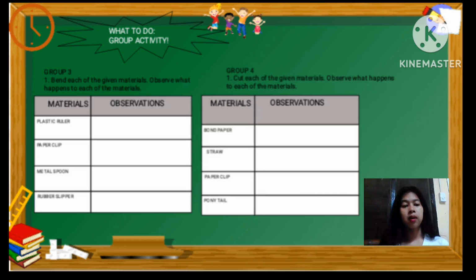Sa group 3 naman is bend each of the given materials. Observe what happened to each of the materials. Ang materials naman po na kanilang gagamitin ay plastic ruler, paper clip, metal spoon, rubber slipper. At sa group 4 naman, ang gagamitin nyo ay bond paper, straw, paper clip, and ponytail. At ikakat nyo ang bawat material and i-observe nyo kung may pagbabago ba dito.